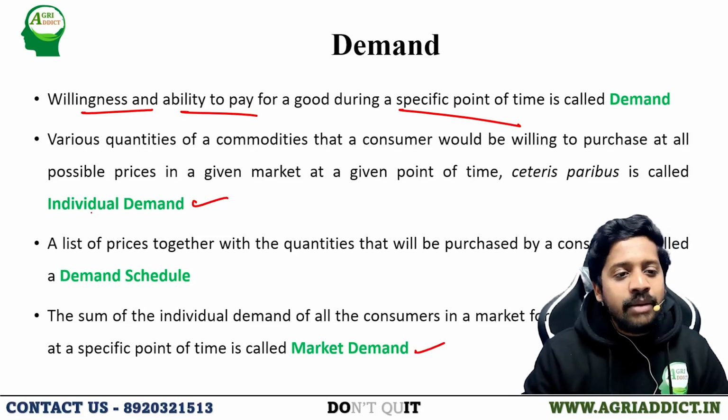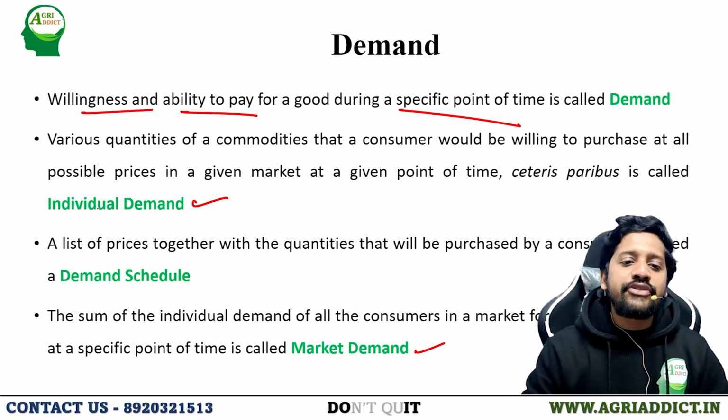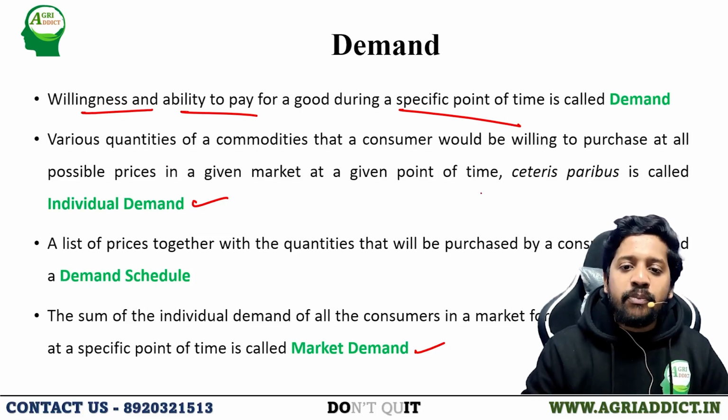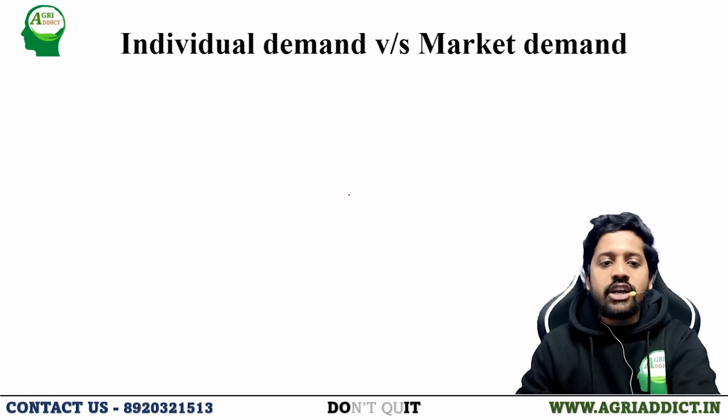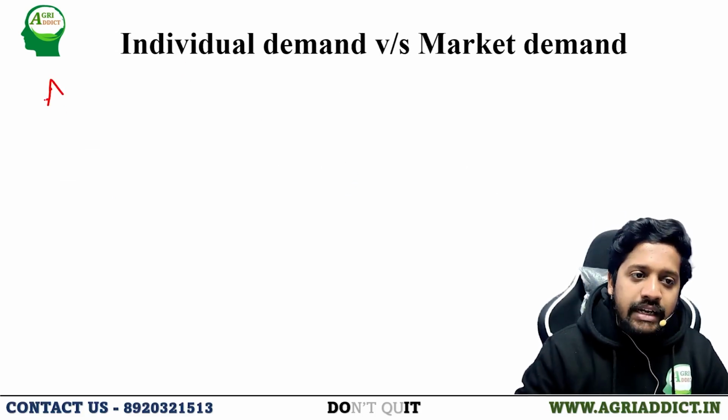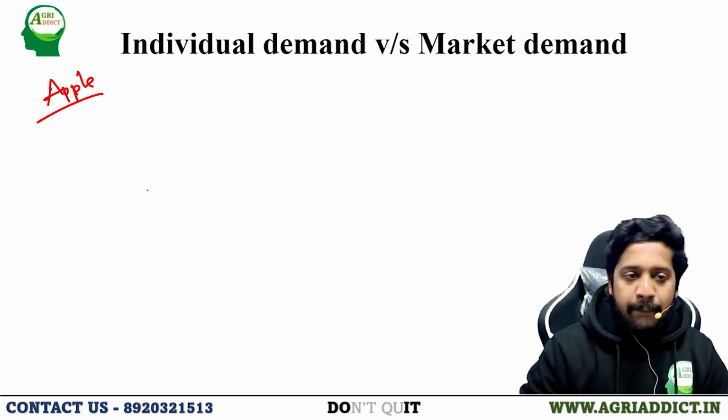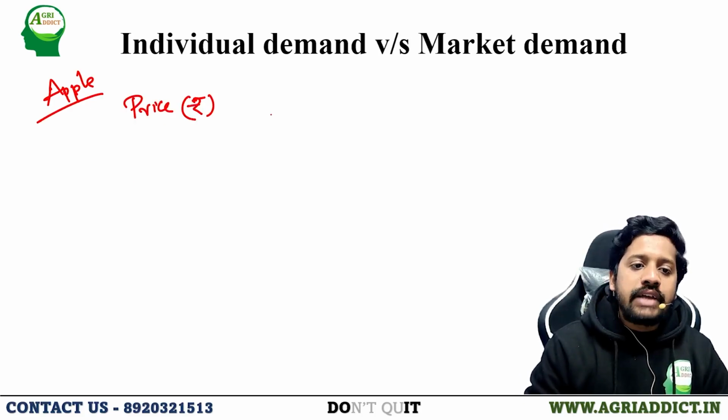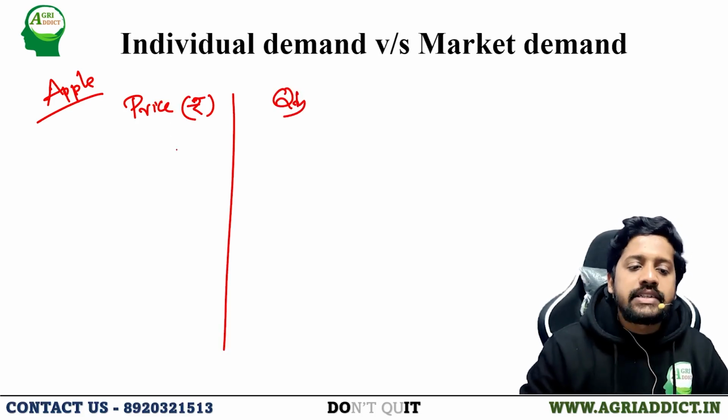What is individual demand? The various quantities of a commodity that a consumer would be willing to purchase at all possible prices in a given market at a given point of time, remaining all other conditions constant, can be considered as individual demand. Suppose I am going to the market and I wish to buy some apple. Let this be the price of the apple and this is the quantity that I am going to purchase.